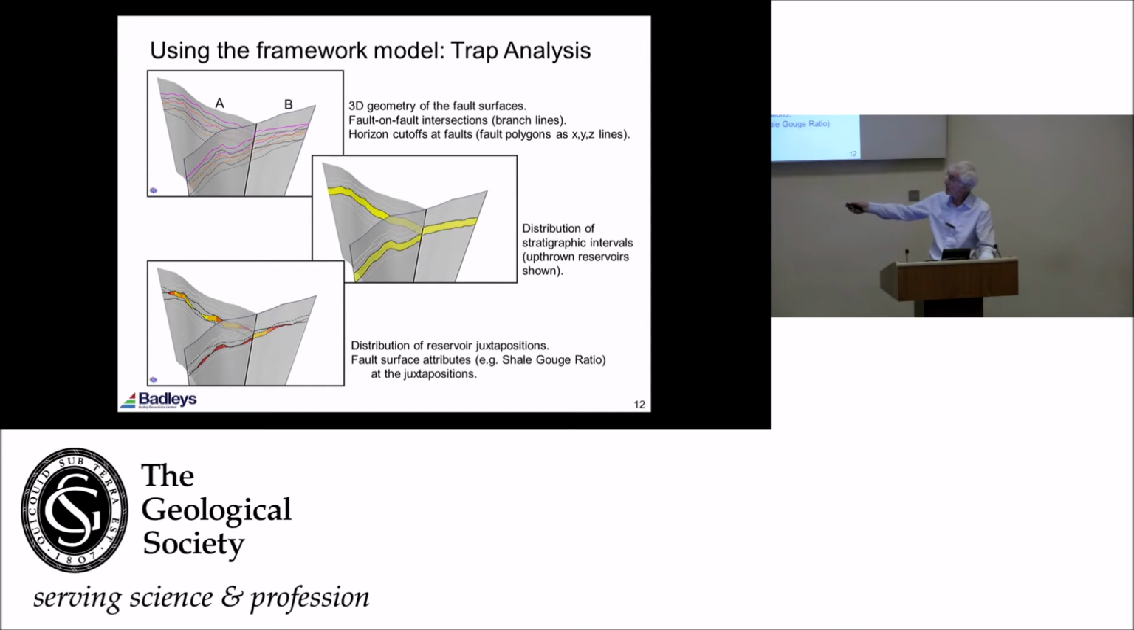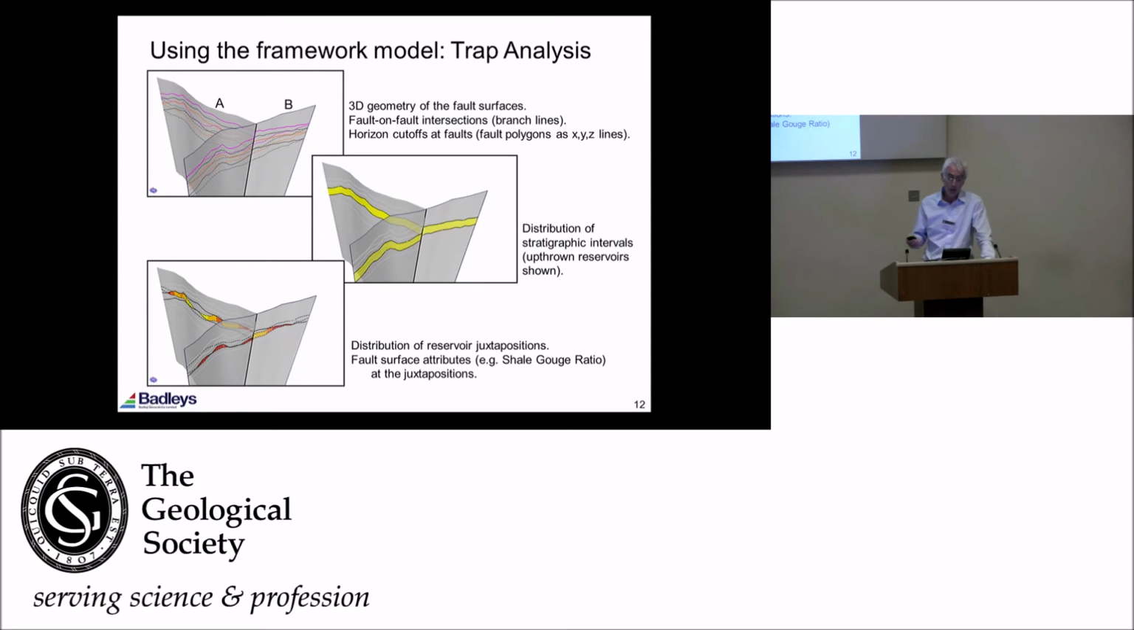So the coloured lines here now represent where we have sand-on-sand juxtaposition across the fault network, and therefore these are potential leakage pathways out of the trap system. And the colouring on here is a computed property we call shale gouge ratio, which is one of our tools in assessing the sealing ability of a fault.